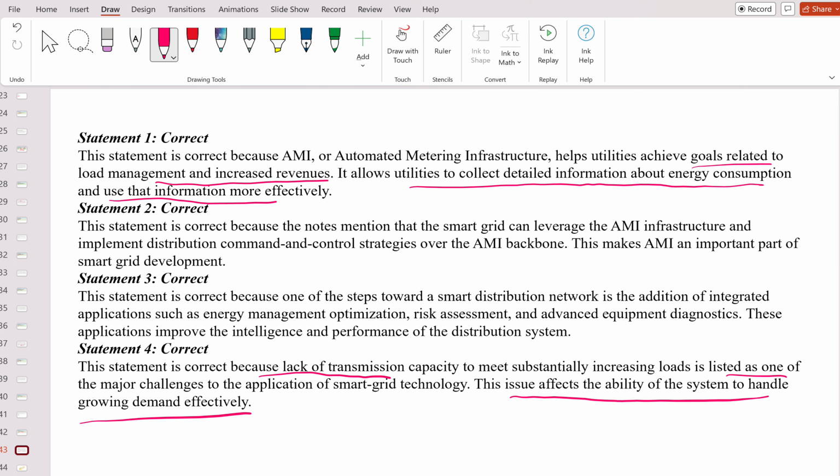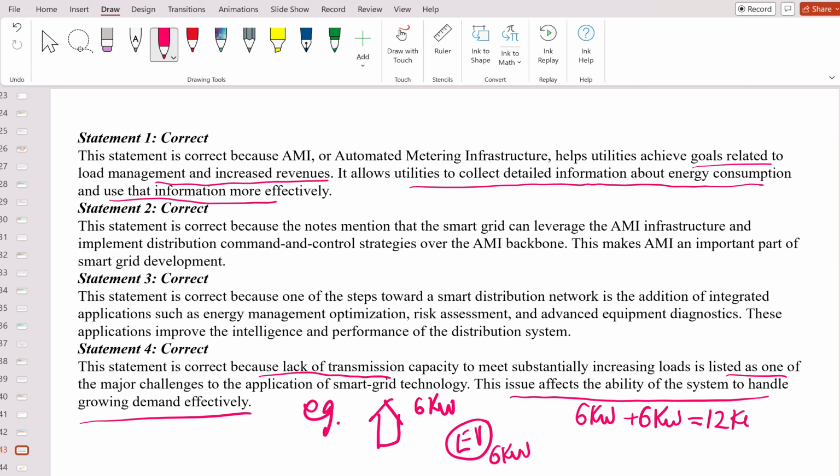Let me take an example. Suppose there is a house with a 6 kilowatt capacity, and then you decide to buy an EV, and the charger is also 6 kilowatt. Initially the load was 6 kilowatt, now it increases to 6 plus 6, that is 12 kilowatt. The current capacity of the feeder and cable was for 6 kilowatt. Now it has to be increased to accommodate the remaining 6 kilowatt, so you have to change the cables. Getting my point?